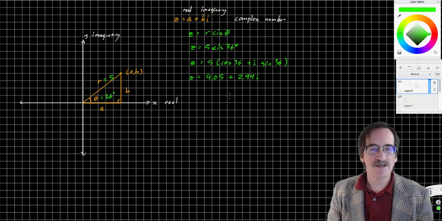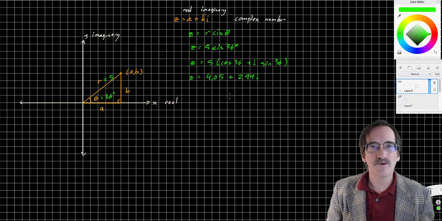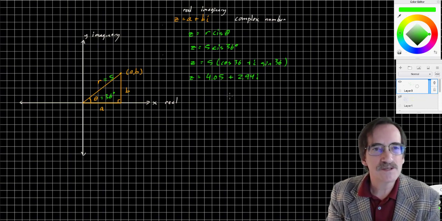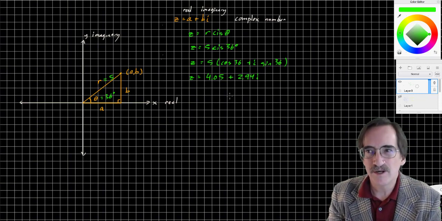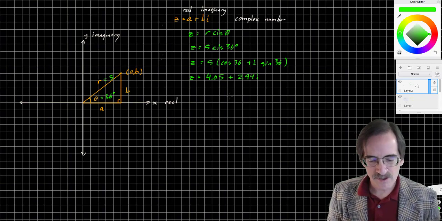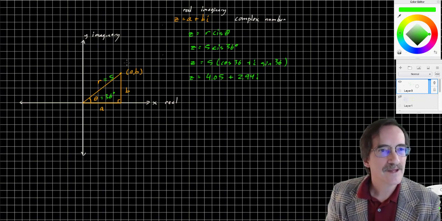So that's how you convert from polar to rectangular. And this is going to become more important once we do operations on complex numbers, because certain operations are easier to do in one form than the other. Hopefully that helps.